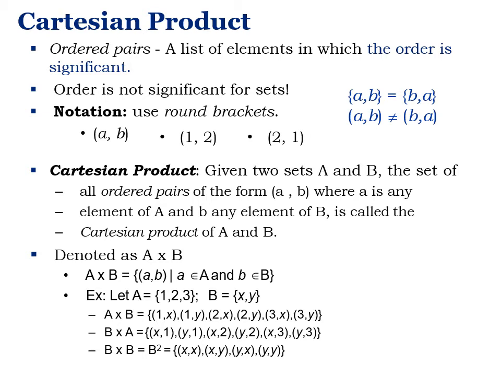You could also have a Cartesian product of the same set with itself. So we have the Cartesian product of B and B, which is B squared: (X, X), (Y, X), (X, Y), and (Y, Y).